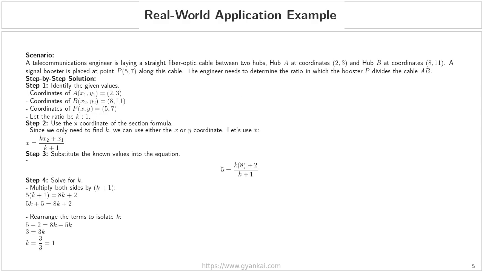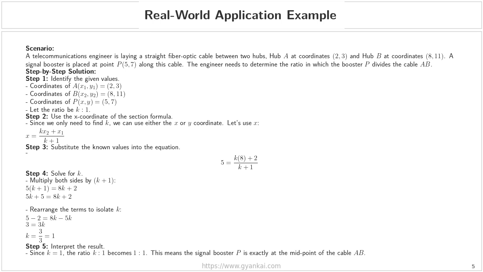Now, in step 4, we perform the algebra to solve for k. We'll clear the fraction by multiplying both sides of the equation by the quantity k plus 1. This gives us 5 times the quantity k plus 1 equals 8k plus 2. When we distribute the 5, we get 5k plus 5 equals 8k plus 2. Next, we rearrange the terms to isolate k. We'll subtract 2 from both sides and subtract 5k from both sides. This leaves us with 3 equals 3k. Dividing both sides by 3, we find that k equals 1.